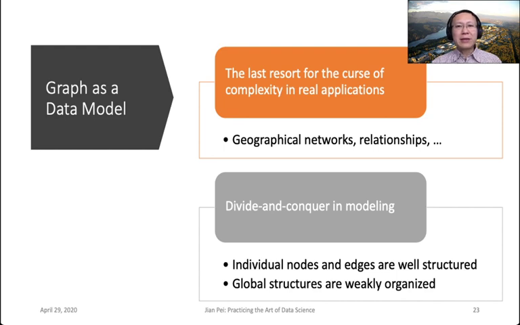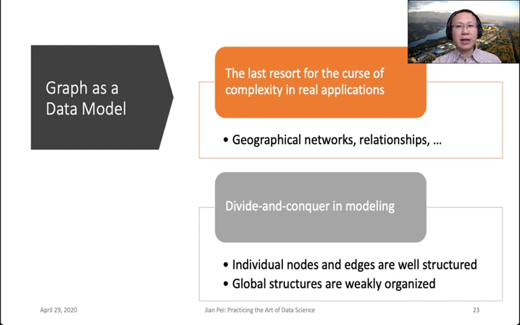My group has done a lot of work on graph mining. Indeed, we have done graph mining for over 15 years. Why graph mining? Because graph is often used as a data model. And arguably, whenever you are facing a very sophisticated application scenario where the data are heterogeneous and very complicated, graph is almost the last resort to cope with the complexity in such applications.